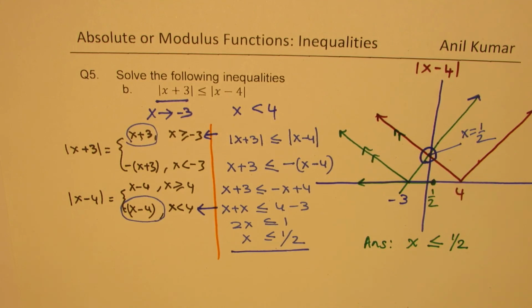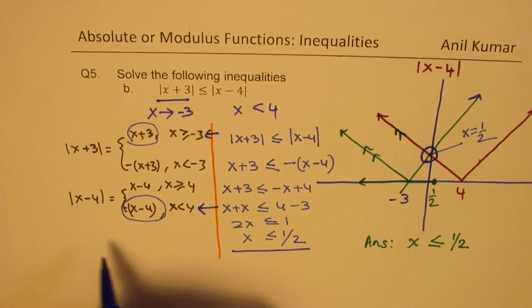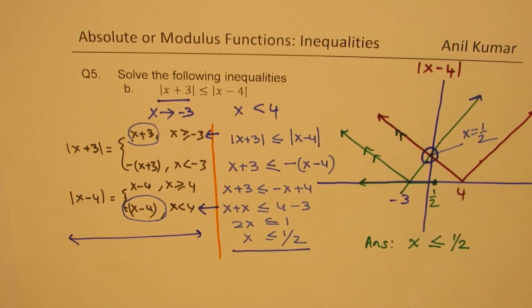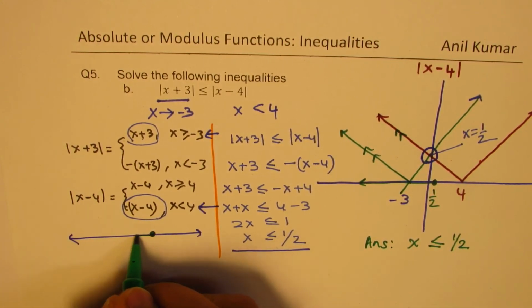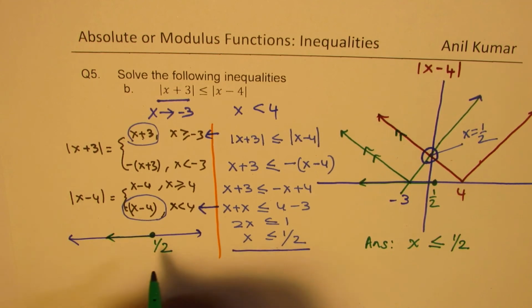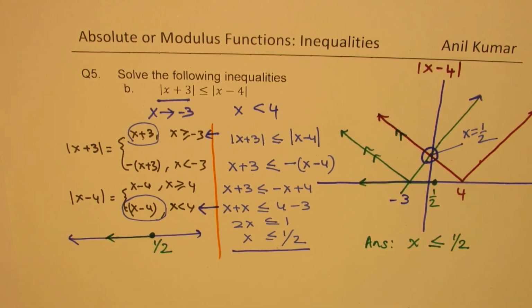It's kind of tricky, but it comes with practice and understanding completely what absolute functions are, right? What is a modulus value? Perfect. Once you understand this, this should not be a difficult issue, right? So on a number line, you can always represent this information as a value to the left side of half. Is that clear to you? I hope it makes sense.